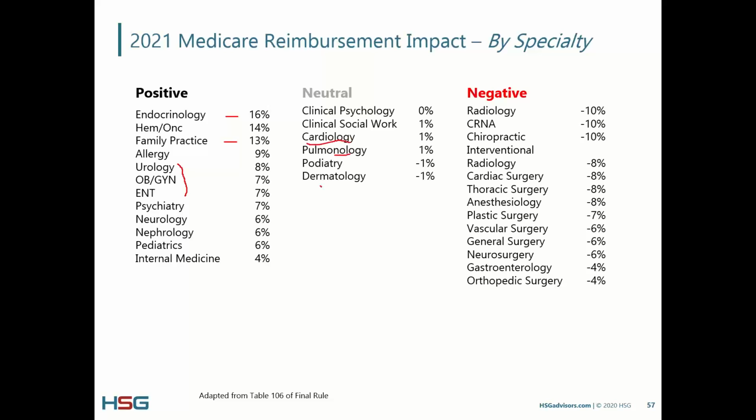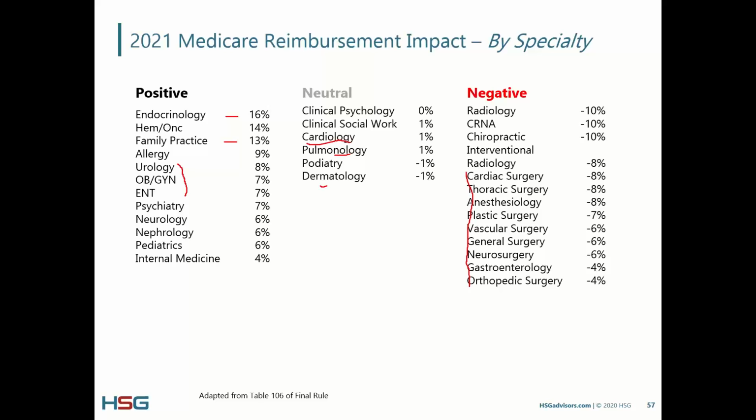Some significant specialties in neutral. And if we go to the negatives, some fairly significant negatives up on this end, and radiology is really taking a hit, both diagnostic and IR really taking a hit, but so are others of the procedural specialties. So a lot of the procedural specialties getting a hit, a lot of the cognitive specialties getting a benefit.